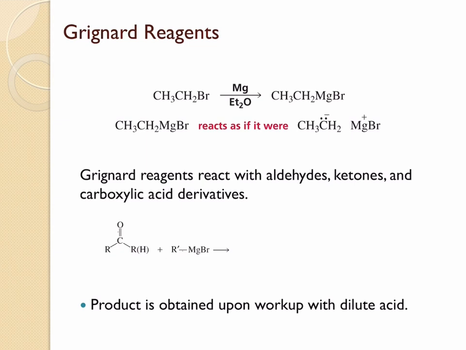Now let's take a look into the mechanism of how a Grignard reagent is going to react with aldehydes and ketones. First, to begin with, the R group from the Grignard reagent is going to act as a nucleophile, making a nucleophilic attack on this electrophilic carbon, thrusting the electrons onto oxygen. Now this is going to create a tetrahedral intermediate.